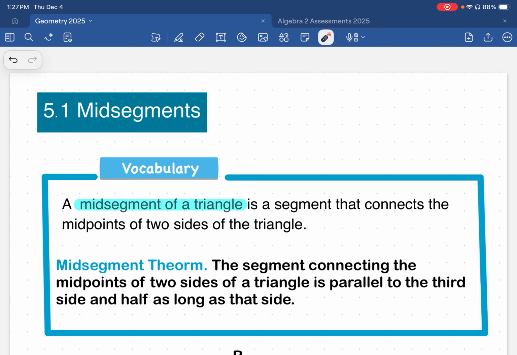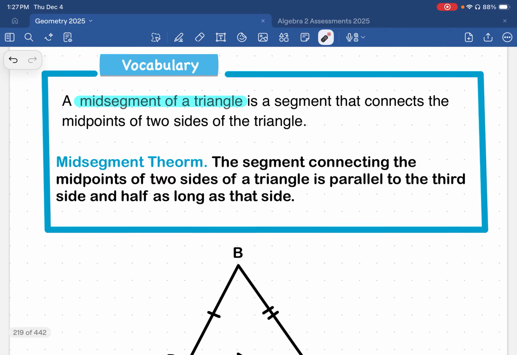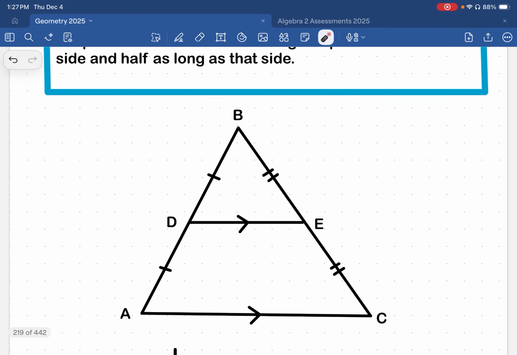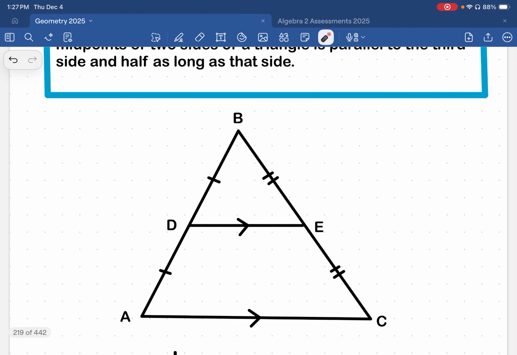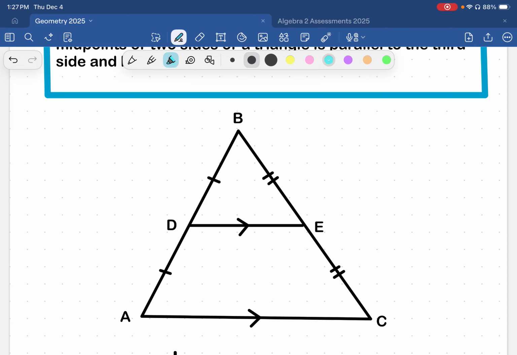We have what's called the midsegment theorem, which says the segment connecting the midpoints of two sides of a triangle is parallel to the third side and half as long as that side. Let's go ahead and take a look at a triangle so that we can see what that midsegment theorem is talking about. Here is my triangle.